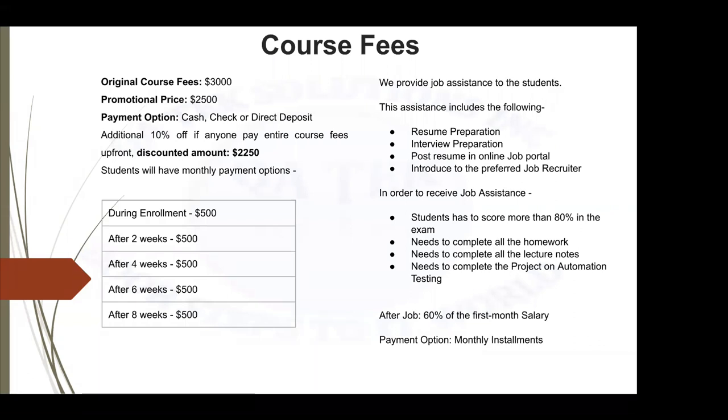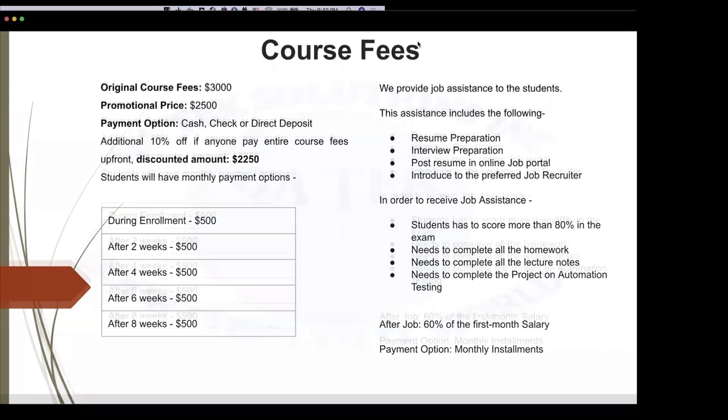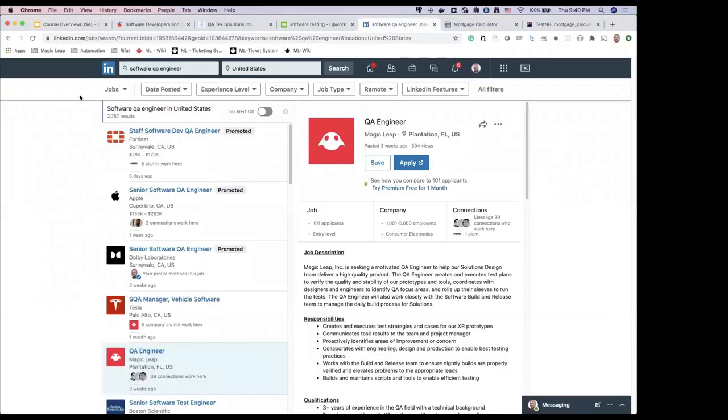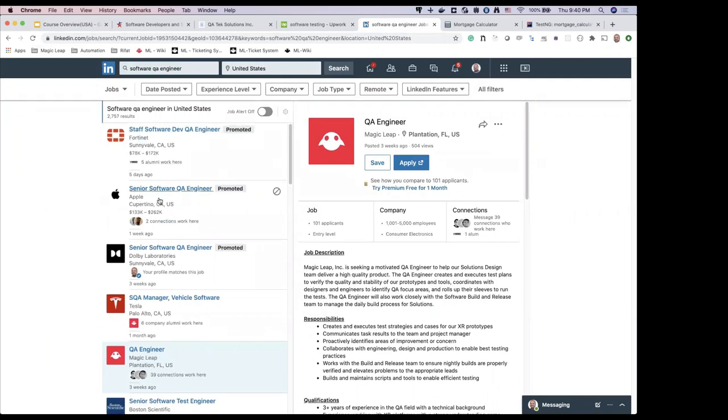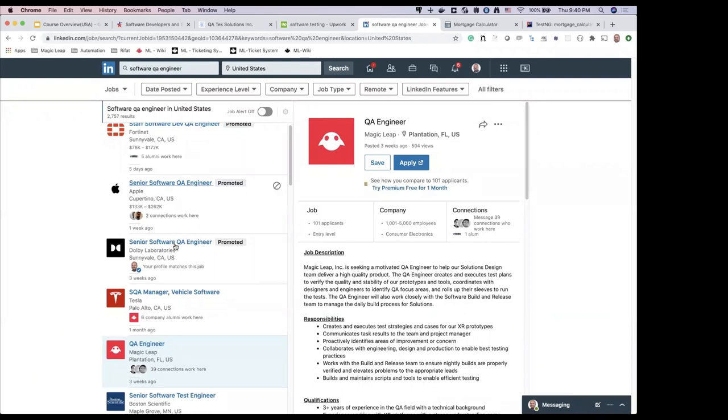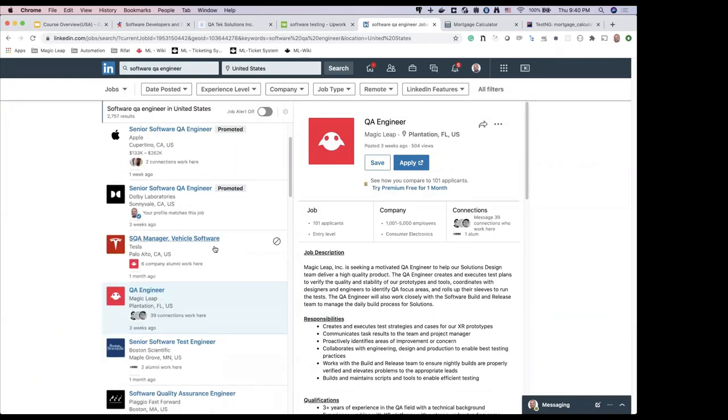One thing I'd like to share with you. Here is LinkedIn, one of the most common job portals in the world right now. I just searched for software QA engineer in the United States. Look at this number: 2,757 openings right now all over the USA. And if you take a look at the companies, Apple is hiring, Tesla is hiring, all the big companies have openings.